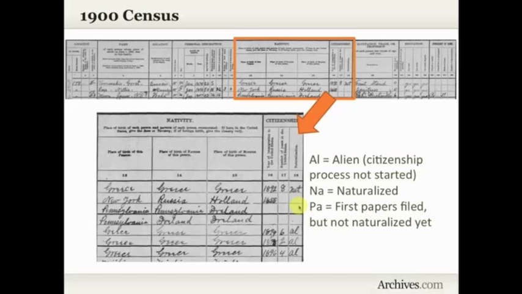So we see sort of three stages of citizenship. So we have people who are marked as aliens, the citizenship process had not started, people who were naturalized citizens, and then the people who were somewhere in the middle, that they had started the process, but it wasn't yet complete.